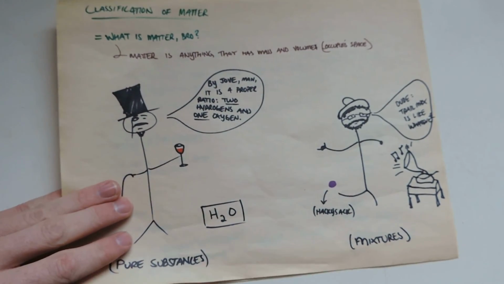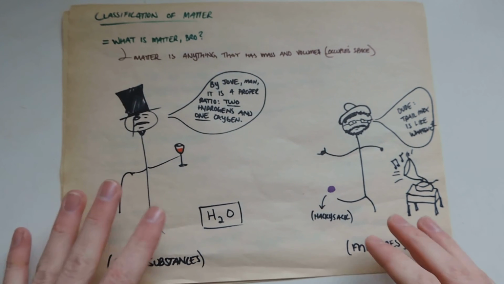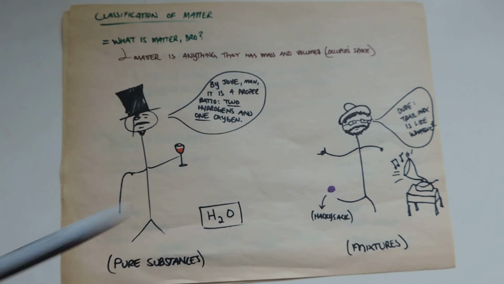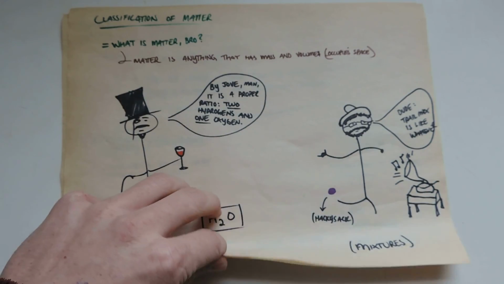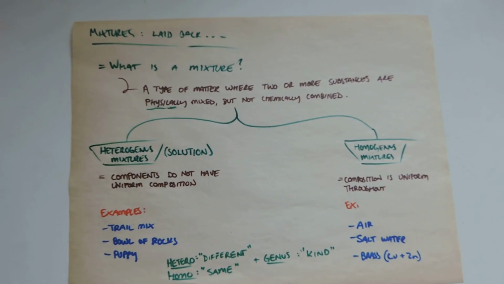So hopefully this is helpful. These are the two ways to think about classification of matter. Pure substances being snooty and inflexible, and mixtures being kind of laid back and things like trail mix. But also, they can get pretty cool too.